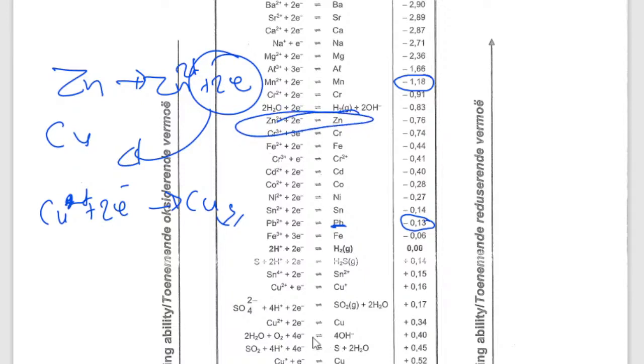What about copper? You find copper down. Check: copper 1 to copper 2, or copper 2 to copper. Check where it is. It means that the one which is on top is more reactive than the one which is on the bottom. So the one which is on top is oxidized.